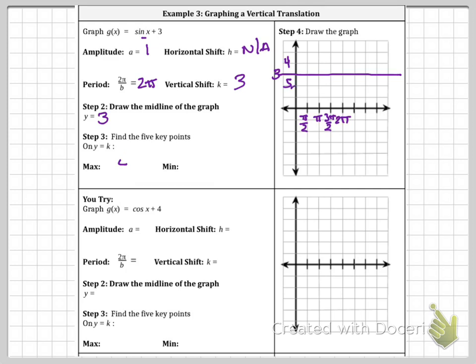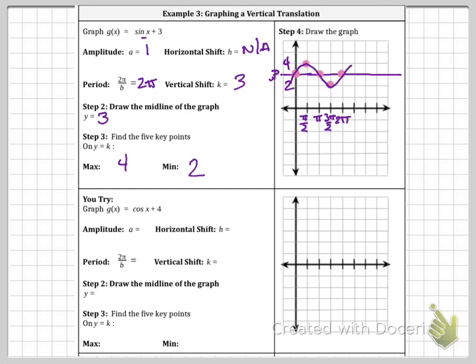I should be able to label these correctly here. 3, 4, and then down here is 2. So our maximum is 4, minimum is 2. Because it shifted up 3, we're going to start at our midline here. Then it goes up to 4 at pi over 2, then it's at that midline at pi, then it's at 2 for 3 pi over 2, then it is back at our midline at 2 pi here. So there's our graph of sine.